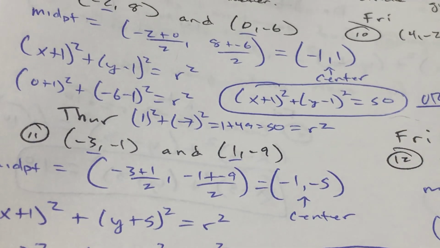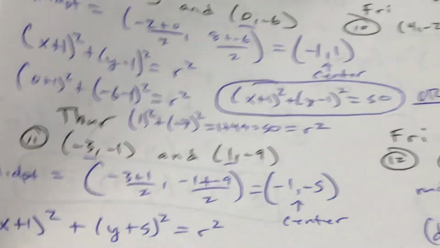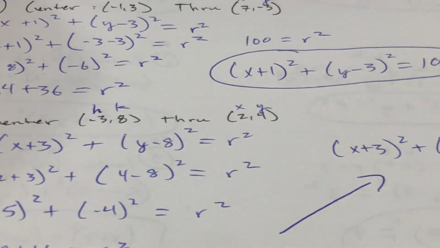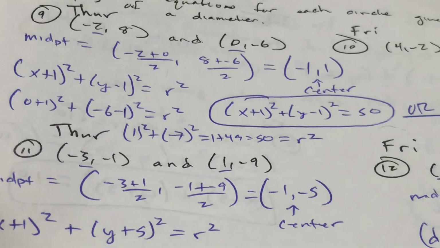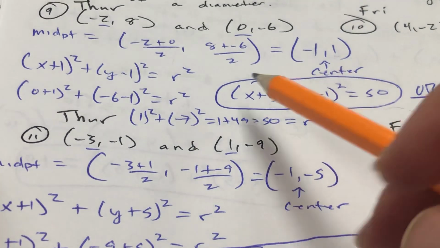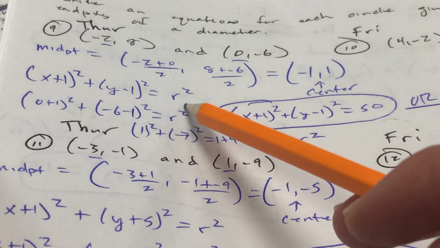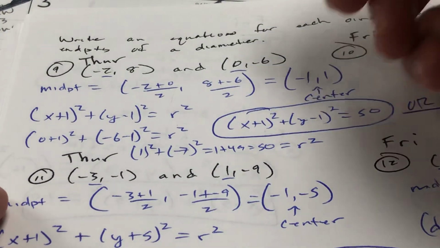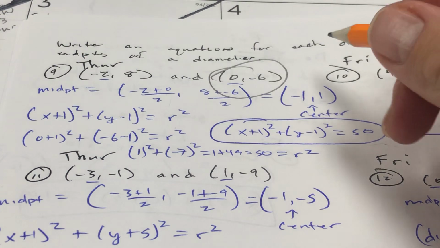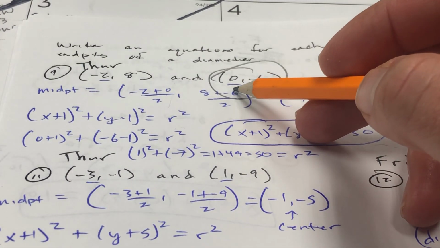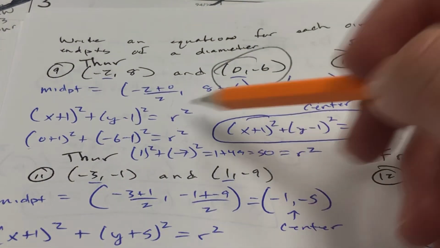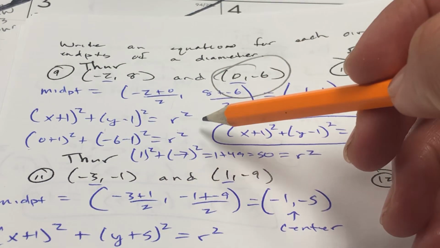Honestly, doing 13 and 14 would have been helpful first. So this is just one way we can do it. We have a center, it's -1, 1. x plus 1, all of it squared, plus y minus 1, all of it squared, is equal to the radius squared. Now I can look at a point here, 0, -6. I can plug 0 in for x, and -6 in for y, and see what happens.